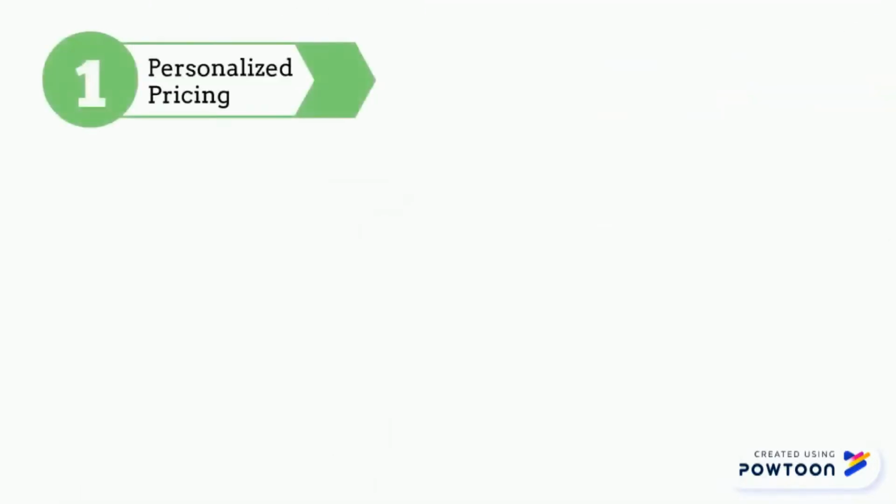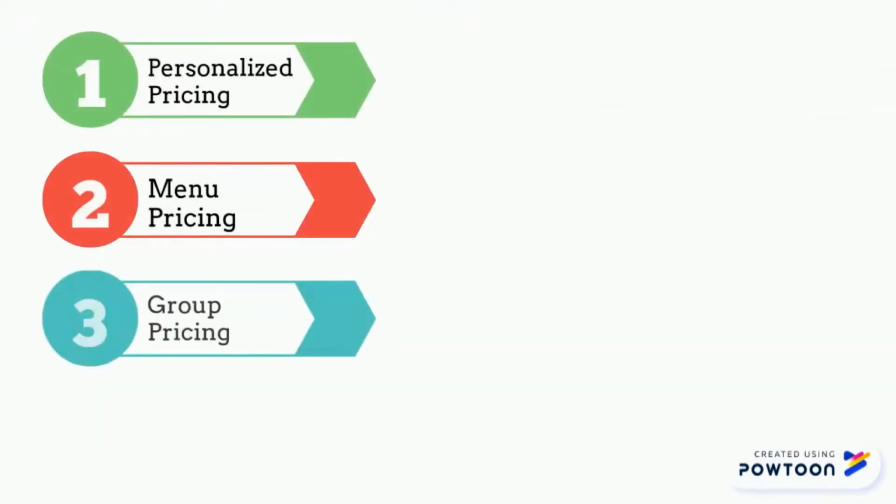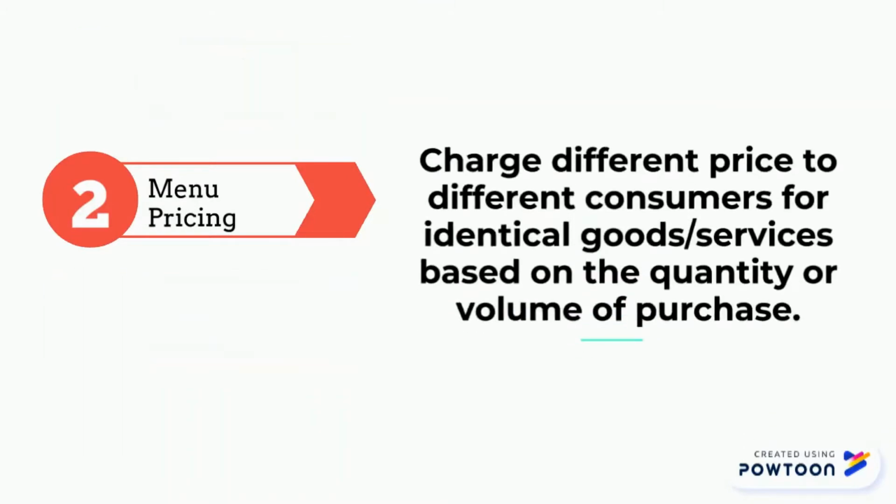Firstly, personalized pricing. Secondly, menu pricing. And finally, group pricing. And today, we would look into the second degree, which occurs when a firm charges different prices depending on the volume of purchase.